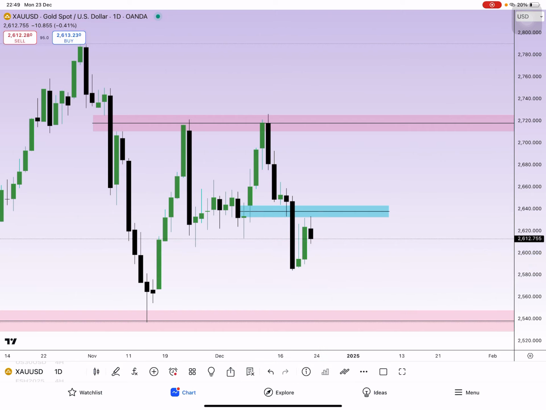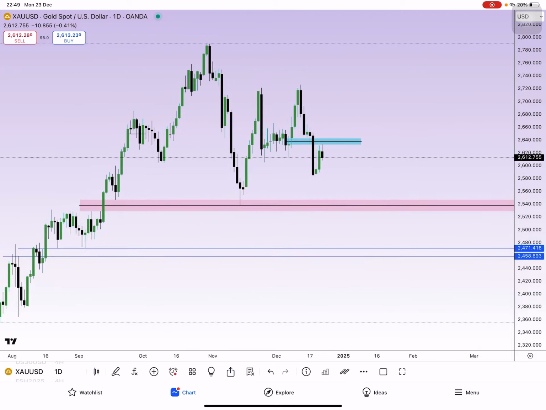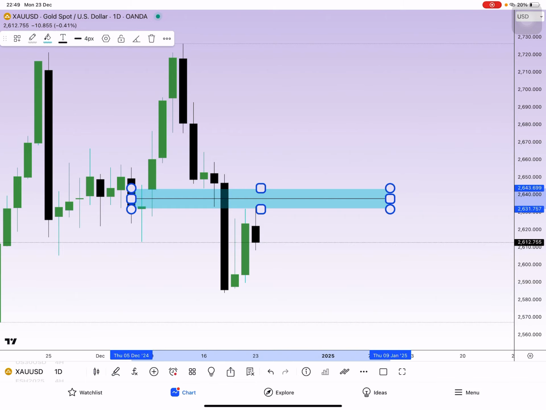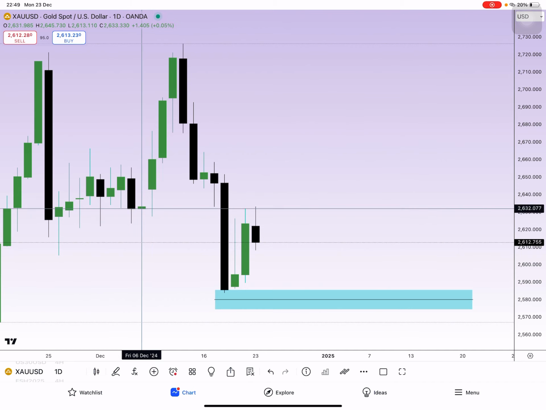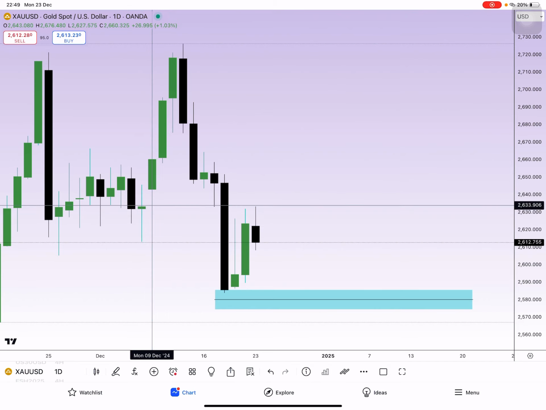So I'll remove this one as well. I'll keep this one. So if you see this blue one, what's that? That is actually the actual gap. You see in between these candles, the candle of 6 December and the candle of 9 December. You see that? That's a new week opening gap from Friday to Monday.